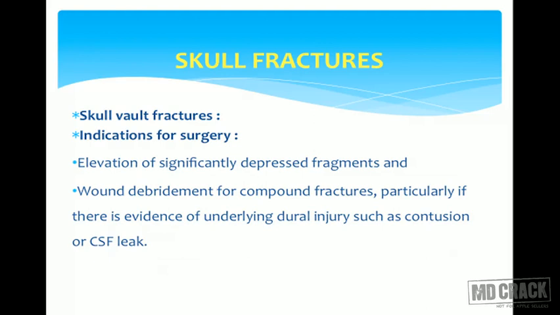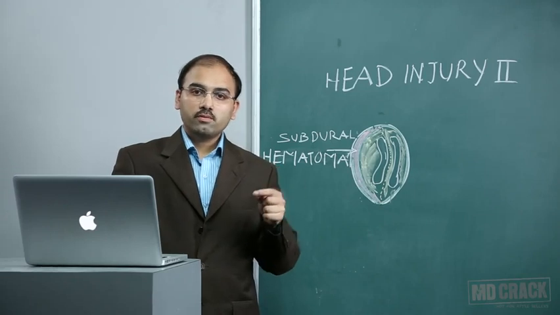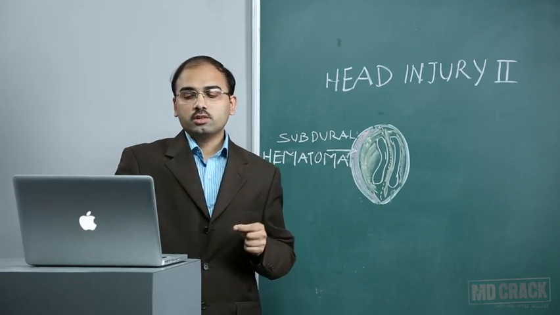So having seen various intracranial lesions such as hematomas, now we'll see various skull fractures. So what are the indications for repair of skull fractures? Elevation of significantly depressed fragments should be an indication for repairing skull fractures. Wound debridement for compound fractures, particularly if there is evidence of underlying dural injury such as contusion or CSF leak, may form an important indication of this fracture elevation. So if you find dural leak along with CSF leak, you should repair all these fractures.